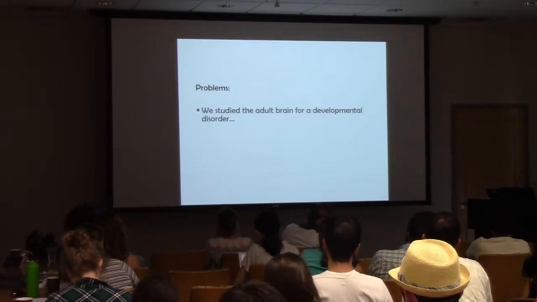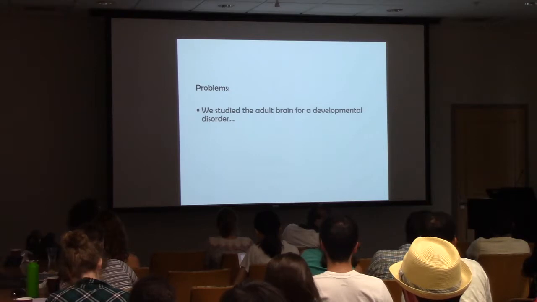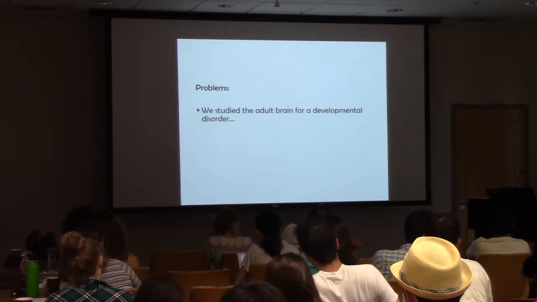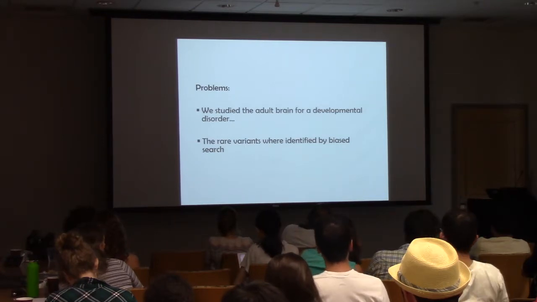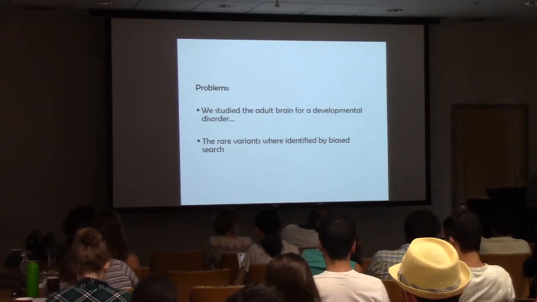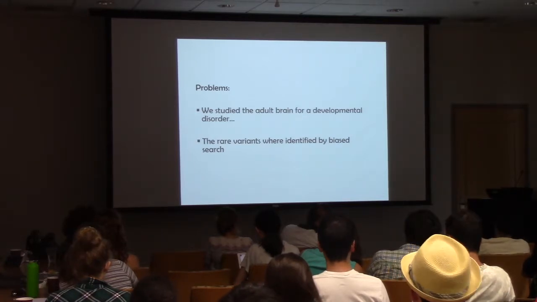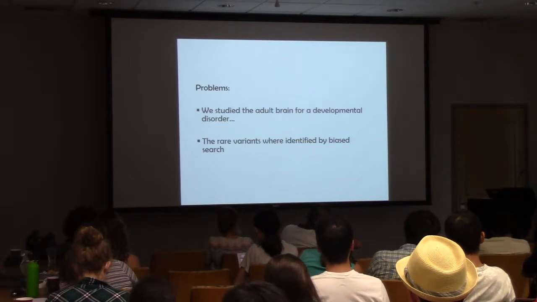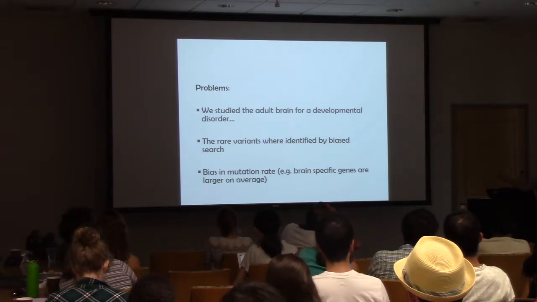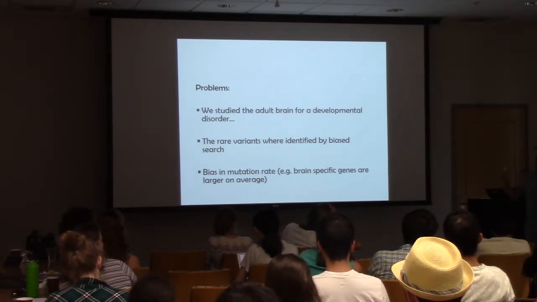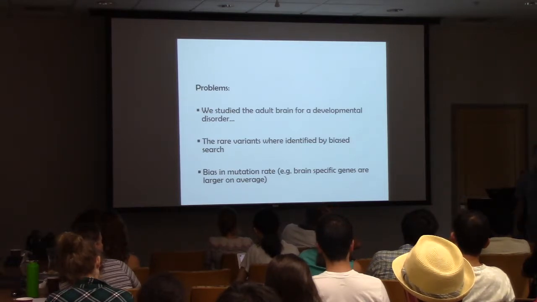First of all, we studied adult brain while we were looking for genes that contribute to neurodevelopmental disorders. Where's the development here? Another thing is that we had a list of rare variants that were identified by a very biased search. People would fall in love with a gene, sequence it, find some mutations, and associate it with the disease. And there are all kinds of biases, for example, in mutation rates, that could bias your analysis. One known problem in this type of analysis is the size of the genes. Many of the brain-specific genes are very, very large, so you need to take this into account.